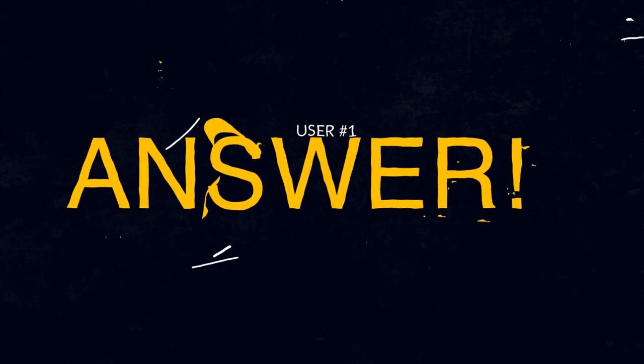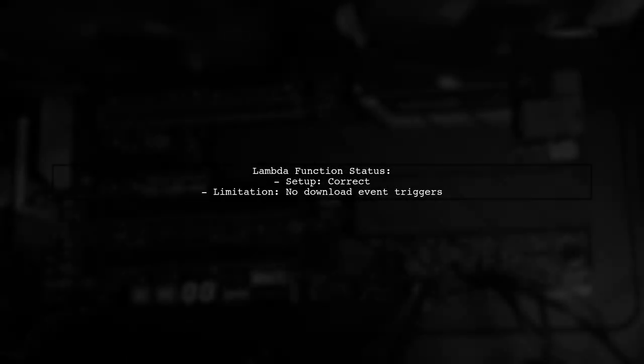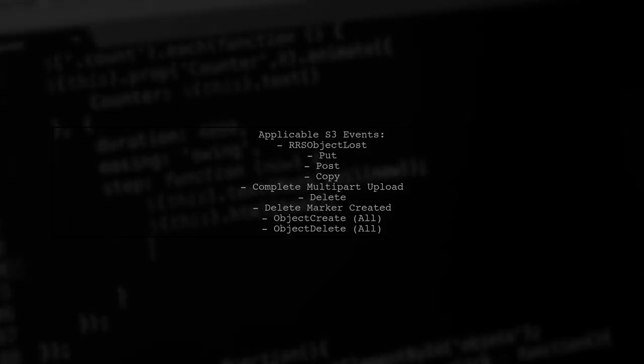Let's now look at a user-suggested answer. Your Lambda function seems to be set up correctly, but it cannot trigger events for downloading objects from S3. You can trigger events for actions like putting, deleting, and copying objects. Here are the applicable events. To test your Lambda function, use the Lambda console to pass a test S3 put event.